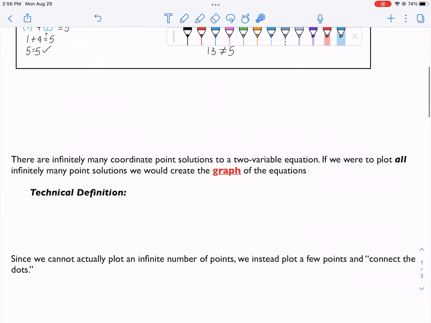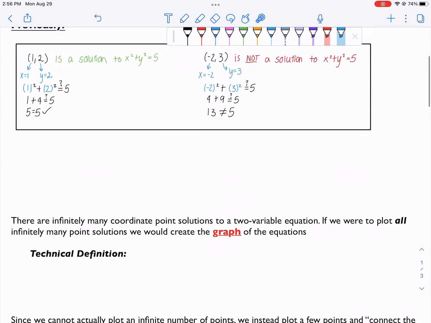So there are infinitely many coordinate point solutions to a two-variable equation. I showed you one answer right here, but there are actually infinitely many of those solutions that will work. That's just one of them. Now, a lot of those solutions are going to be really nasty numbers that we don't want to deal with. 1, 2 is a really nice one, but there are definitely answers like square root 3, square root 2. That would be a solution, but that's not a nice number.